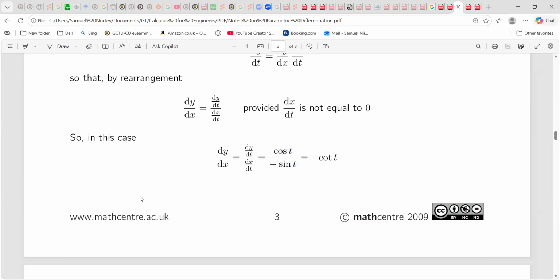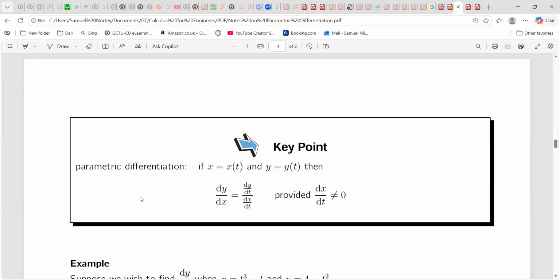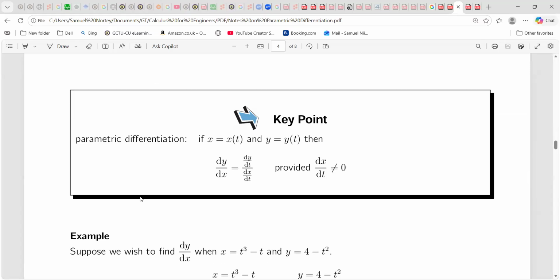So that is the whole idea behind parametric differentiation. All we do is differentiate the functions. If x is in terms of t and y is in terms of t, dy/dx will be dy/dt divided by dx/dt, and make sure that the denominator is not equal to 0.